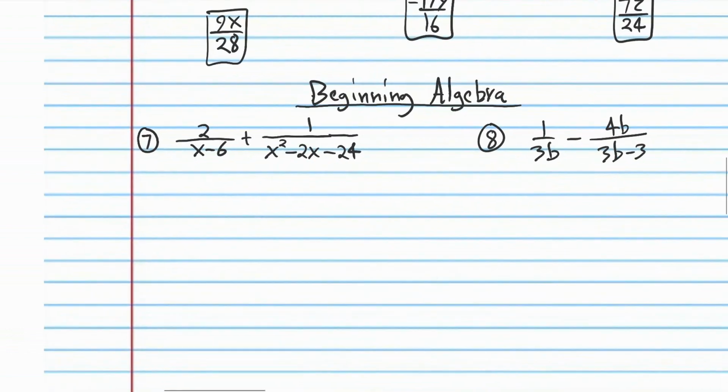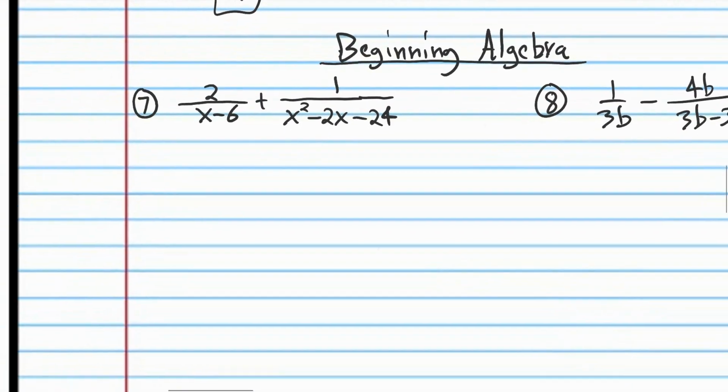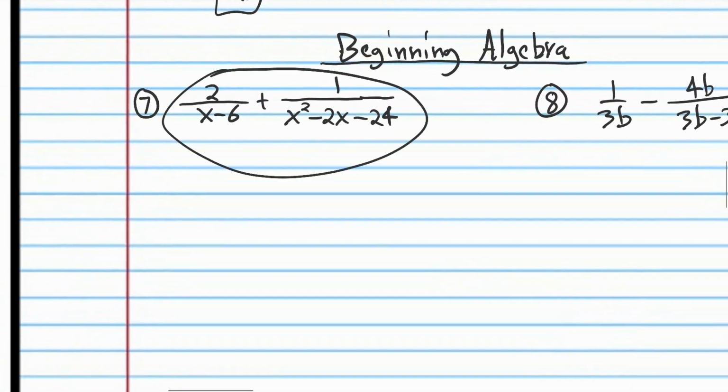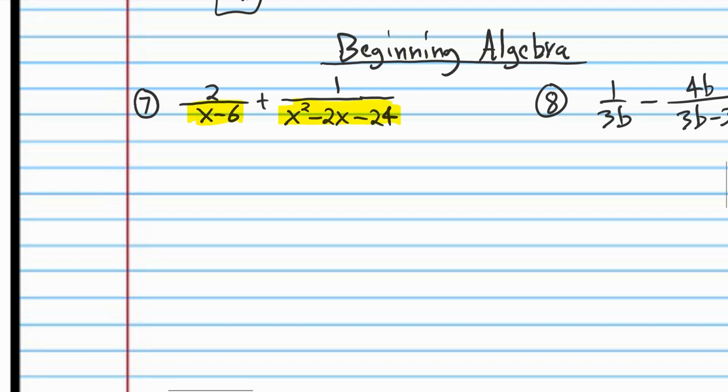All right, so now we go to beginning algebra. So as you can see, things are quite a bit more complicated. So there's 3 steps to solving these problems. First, you're going to factor anything that you can factor in the denominators. And it turns out you can only factor this part here. You cannot factor x minus 6 on this particular problem. So that's the first step, is factor the denominators.